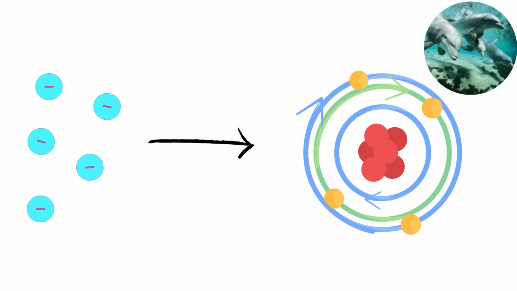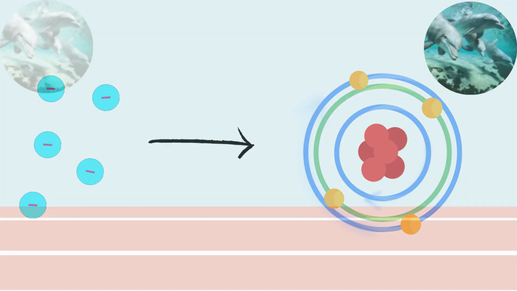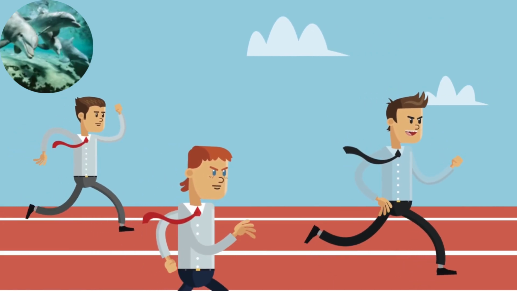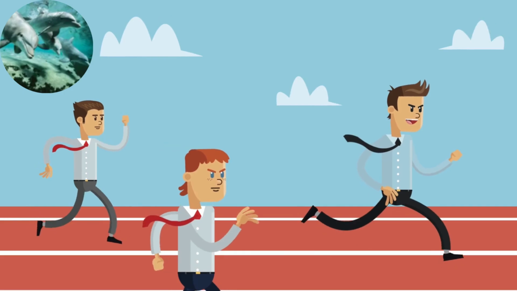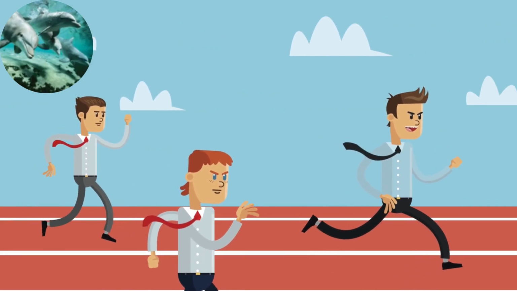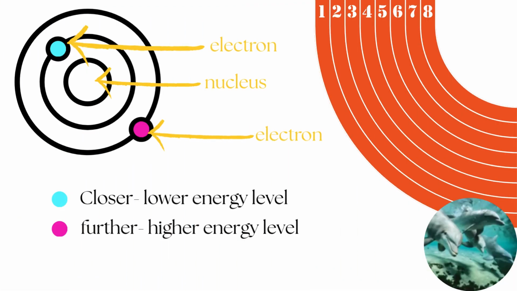However, the electrons aren't allowed to just freely bounce around. No different to a runner on a track, each runner is given a designated lane to ensure the runners don't collide. In the world of atoms, this is called energy levels. The track-like design is so electrons don't spiral and collide into the nucleus.